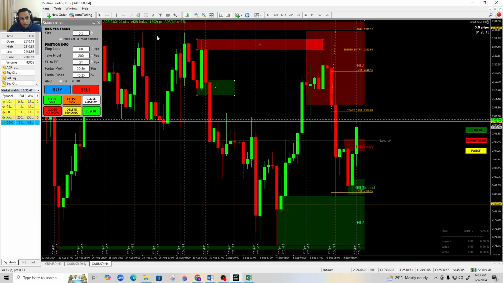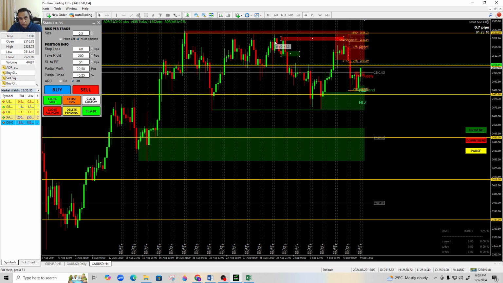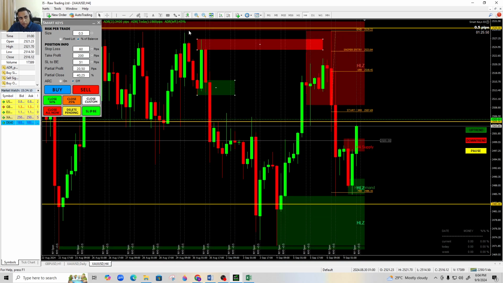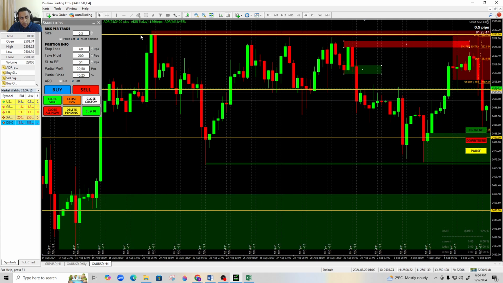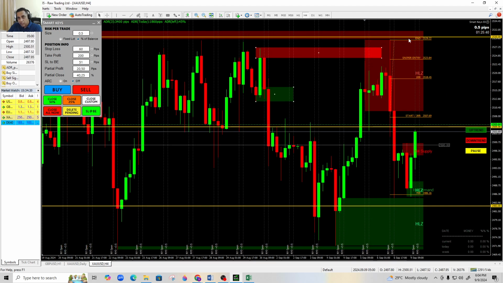Just above that there are more supply zones. There's a supply zone right up here, which is still a high liquidity zone because price has never come to that area yet. It has not come to 2530 yet. It came close to 2529, but it never reached 2530. So that supply zone at the top, the open of that, which is 2530, price hasn't touched yet. So that's a valid supply zone. That's a high liquidity zone. It's a good place to wait for price to come to.